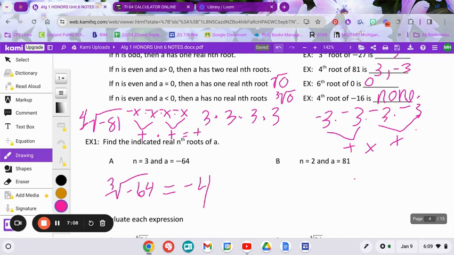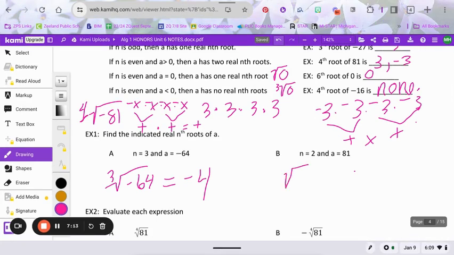Now for part B, we want the 2nd root or the square root of 81. And again, because this is positive, I know that it's going to either be a positive or a negative 9. Because I know that 9 times 9 is 81, and negative 9 times negative 9 is also 81. They don't tell us which one they want for this one, so we have to put that little plus minus symbol like this. That's showing it can be plus 9 or negative 9.